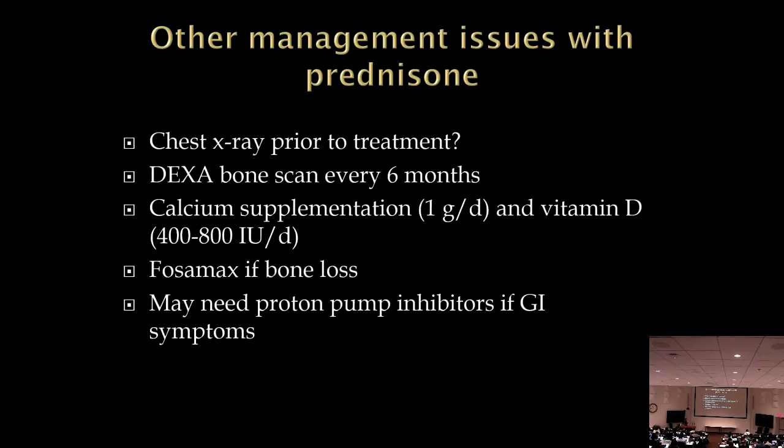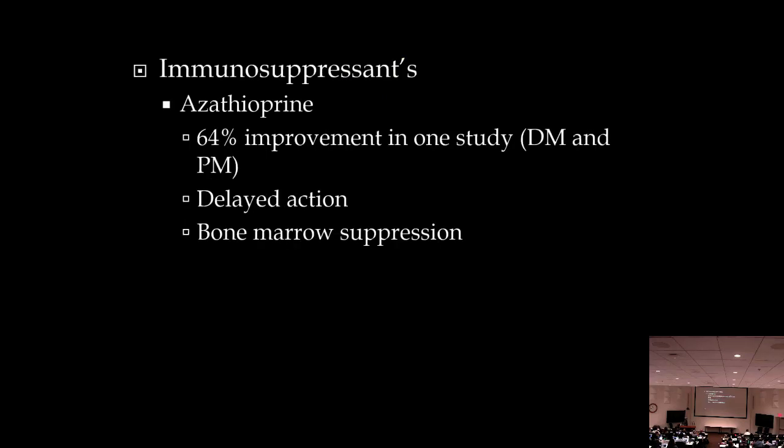Again, we will try to do everything we can to prevent osteoporosis, so calcium supplementation and something called Fosamax if they have bone loss. I won't ask you this, but I do want you to be aware of the osteoporosis and that's something we need to monitor. And we give a class of medications called proton pump inhibitors if they have any indication that they're getting peptic ulcers. So it's complicated when you use prednisone.